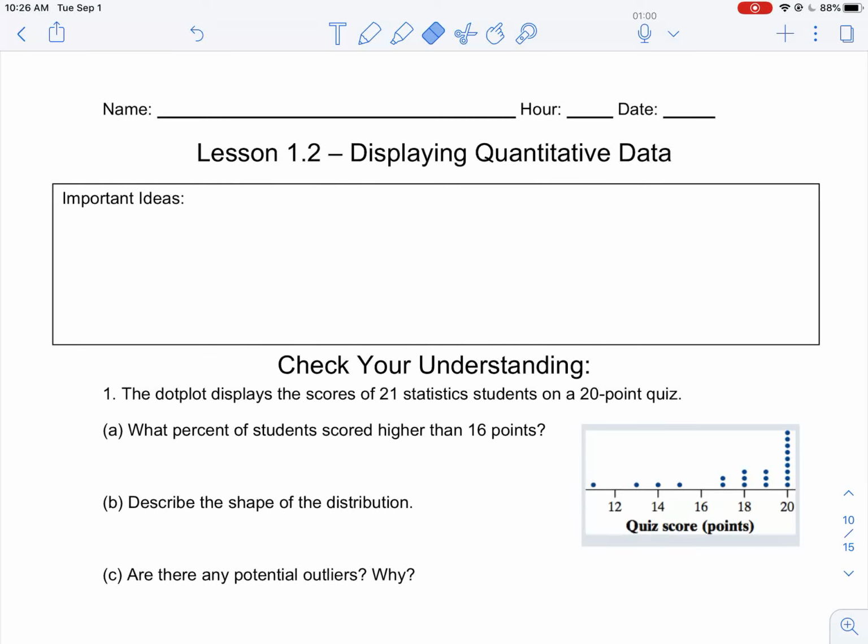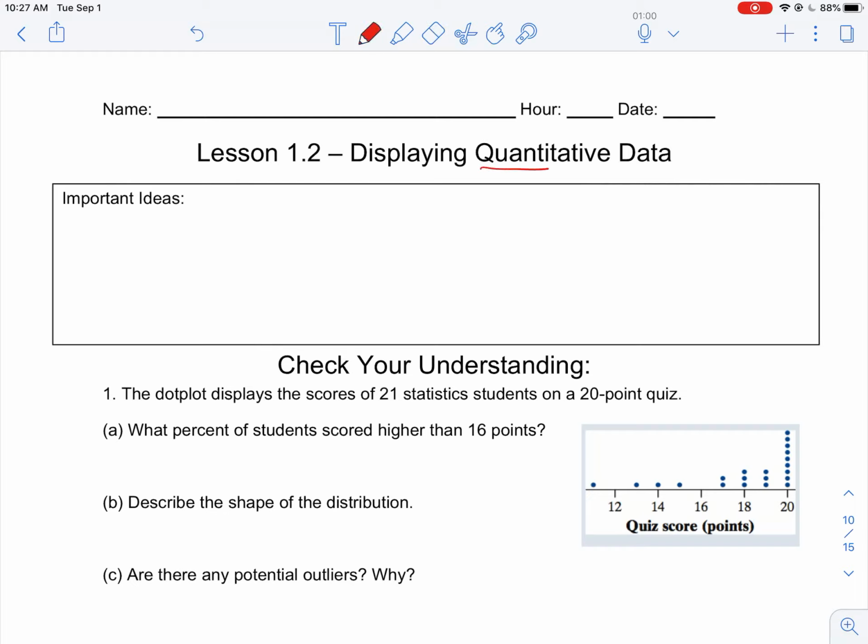Welcome back. Today we're going to talk about lesson 1.2, displaying quantitative data. And when we're talking about displaying quantitative data, really the skill we want to pull out of this is how do we describe distributions after we've displayed them. So we can do a box plot, we can do all those kinds of things, but we really want to look at what does it mean to describe those data displays with quantitative data.